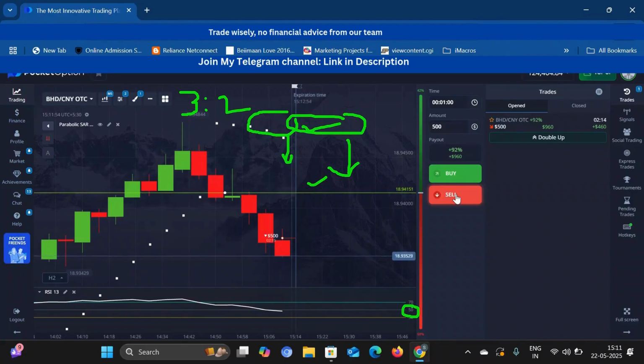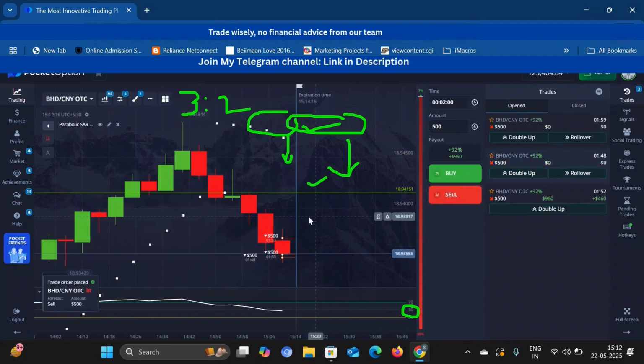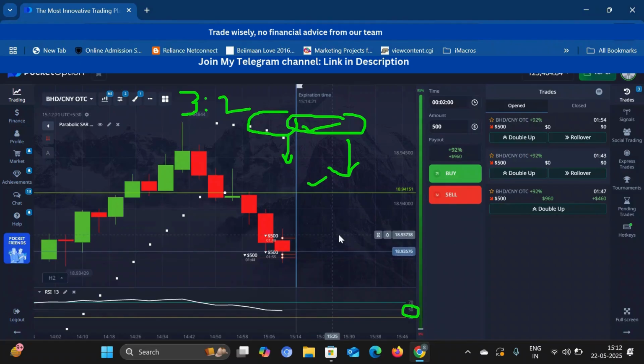I'll try to take it a little higher. I will make it for 2 minutes. So let's take a 2-minute sell here. Let's see how it goes. I'll try to take another trade here because the trend looks really good to me. Let's just see, shall we?